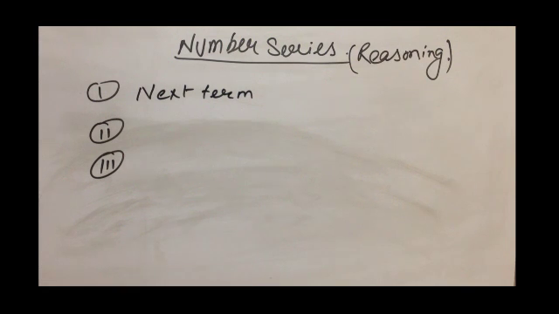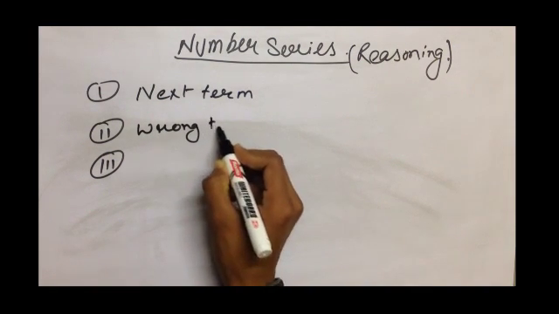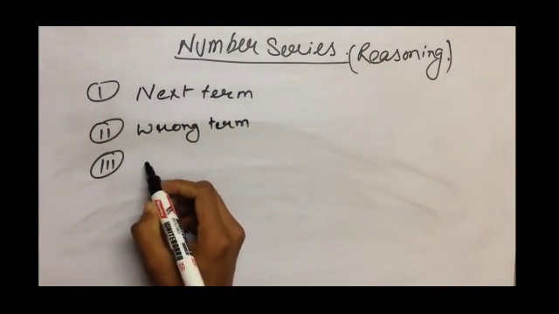The second variety of question is one in which we have to find the wrong term. Any sequence is given. Suppose 6 to 7 terms are given and in that one term is wrong, right? We have to identify the term on which no pattern is being followed.